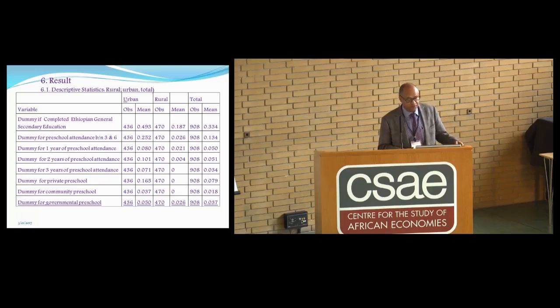If we see the descriptive statistics of the variables that we are interested in, about 49% of these 1,000 children have completed 10th grade. But preschool attendance between 3 and 6 years is 25% for urban, and for rural it is extremely low. For 1 year preschool and 2 years preschool it is also very low, but higher for urban areas. Around 16.5% of those children are enrolled in private schools. The others are in community and governmental preschools.